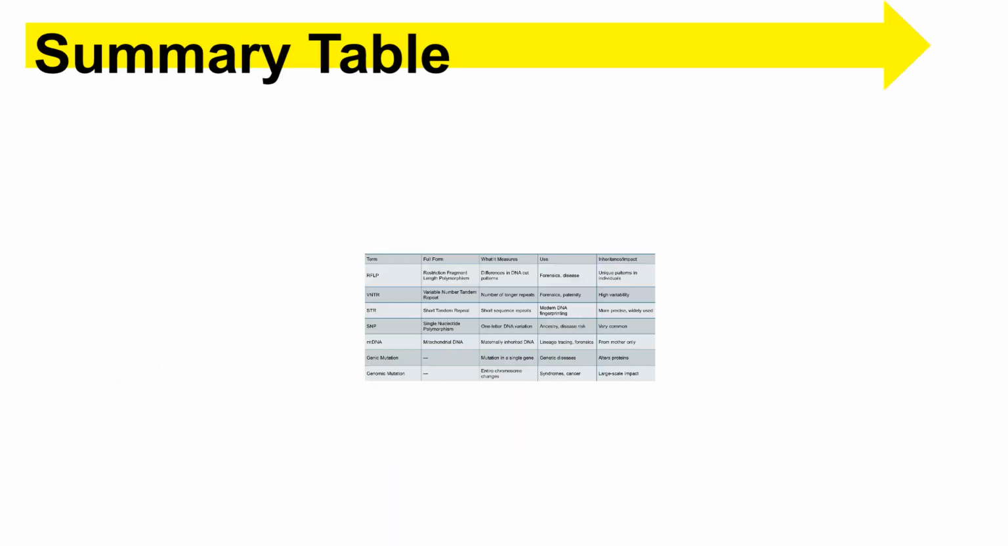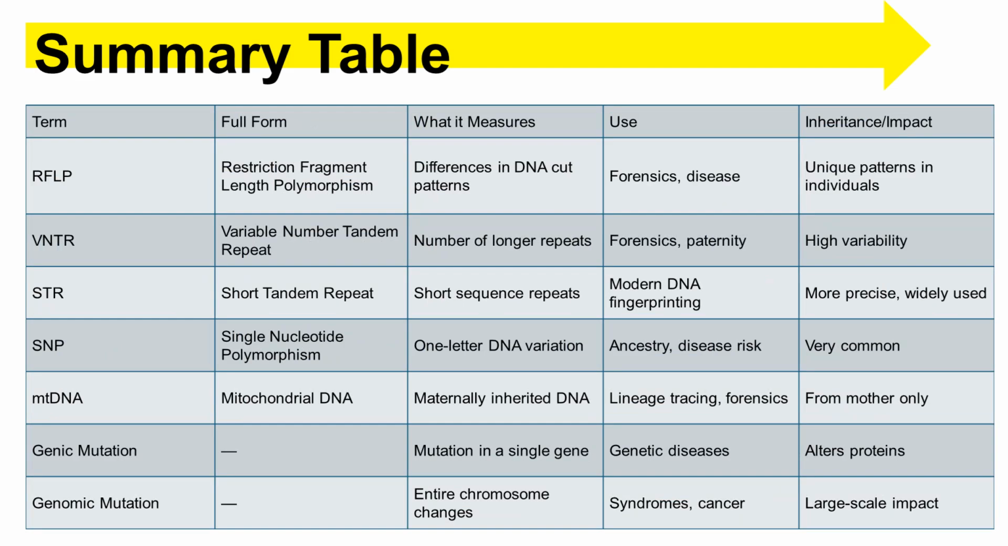Summary table. Term, full form, what it measures, use, inheritance or impact. RFLP, restriction fragment length polymorphism: differences in DNA cut patterns, forensics, disease, unique patterns in individuals. VNTR, variable number tandem repeat: number of longer repeats, forensics, paternity, high variability. STR, short tandem repeat: short sequence repeats, modern DNA fingerprinting, more precise, widely used. SNP, single nucleotide polymorphism: one-letter DNA variation, ancestry, disease risk, very common.